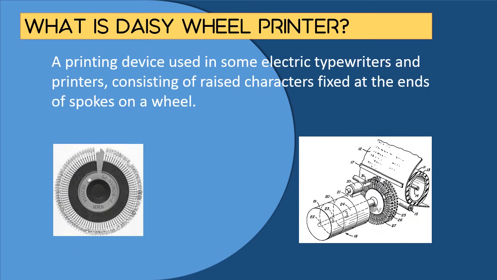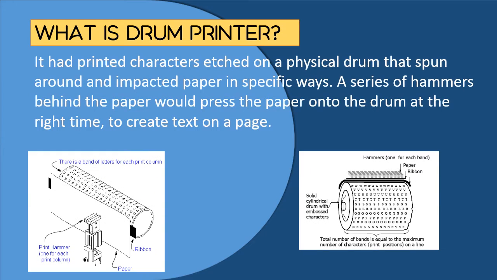What is a daisy wheel printer? A printing device used in some electric typewriters and printers, consisting of raised characters fixed at the ends of spokes on a wheel. What is a drum printer? It had printed characters etched on a physical drum that spun around and impacted paper in specific ways. A series of hammers behind the paper would press the paper onto the drum at the right time to create text on a page.